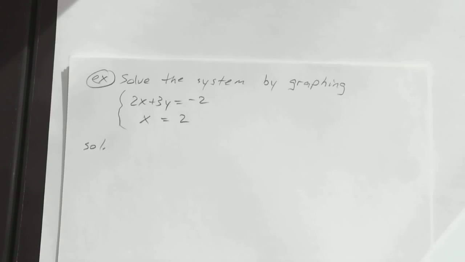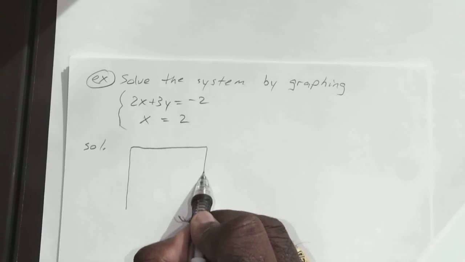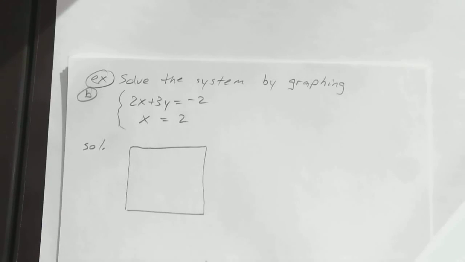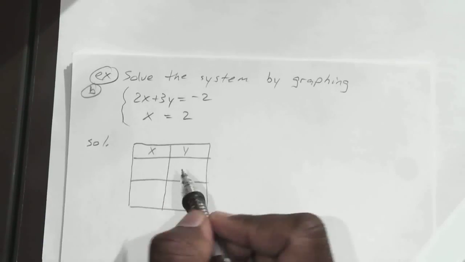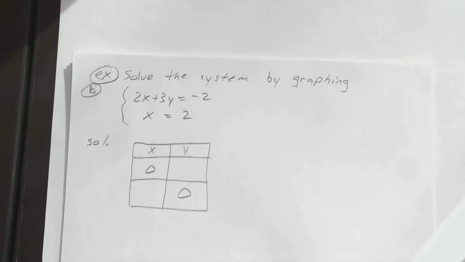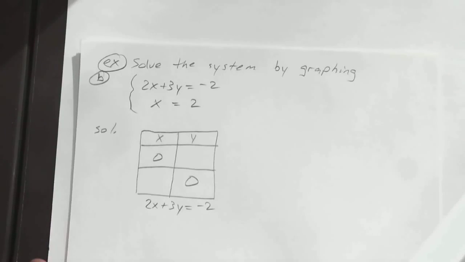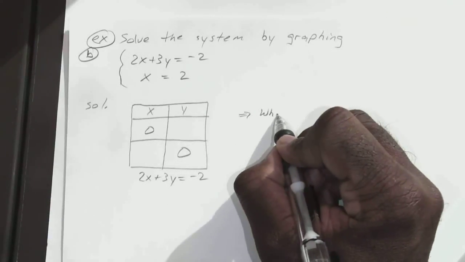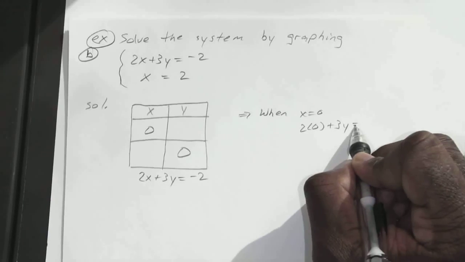So just like before, you just want to graph both of them. The x equals 2, that one's pretty easy because that's just a straight up and down line. But your 2x plus 3y equals -2, and we'll call this example B, just so we'll know what graph it matches up with. You have your x and you have your y. And again, we can use the intercepts. Okay, so this is for 2x plus 3y equals -2. Okay, so when x is equal to 0, we have 2 times 0 plus 3y equals -2.